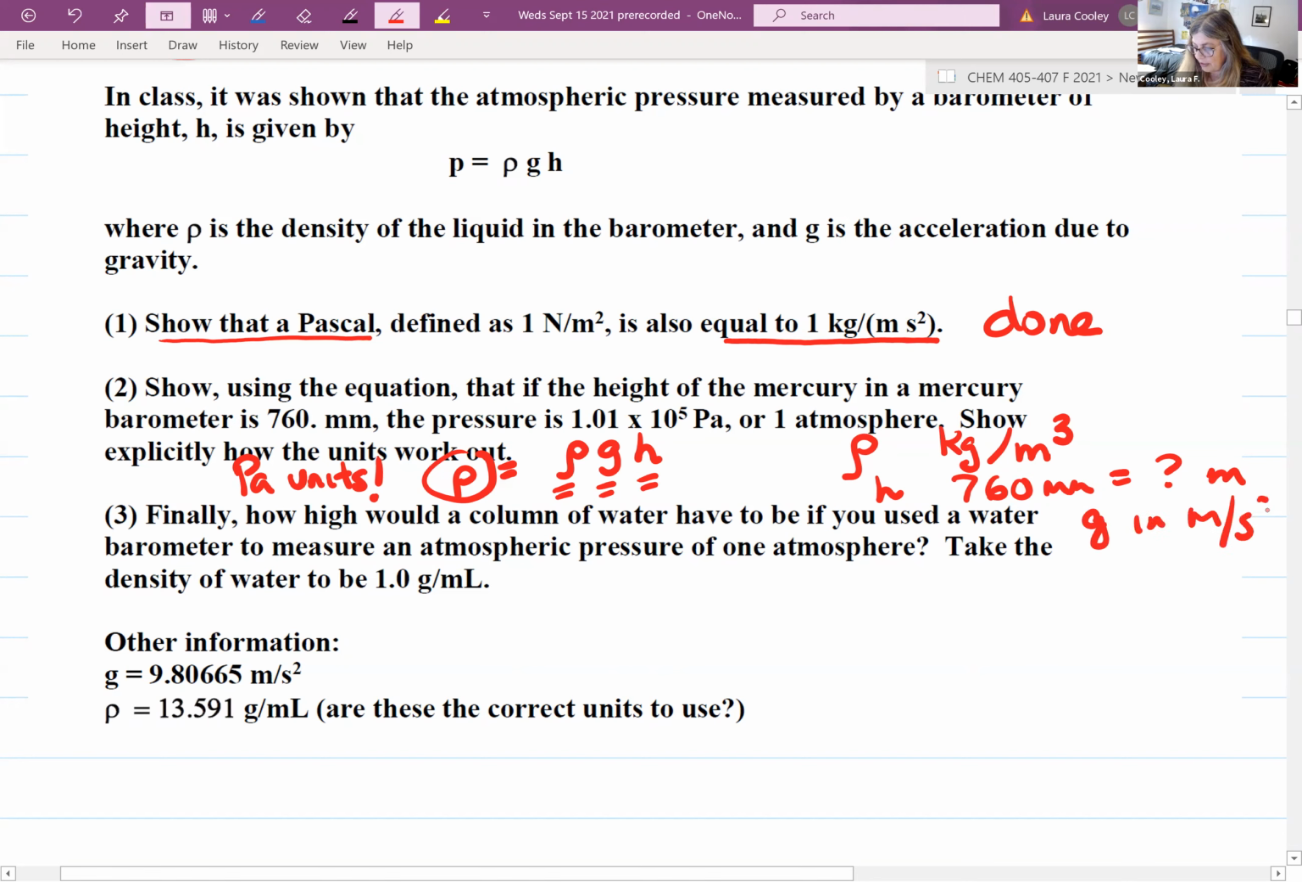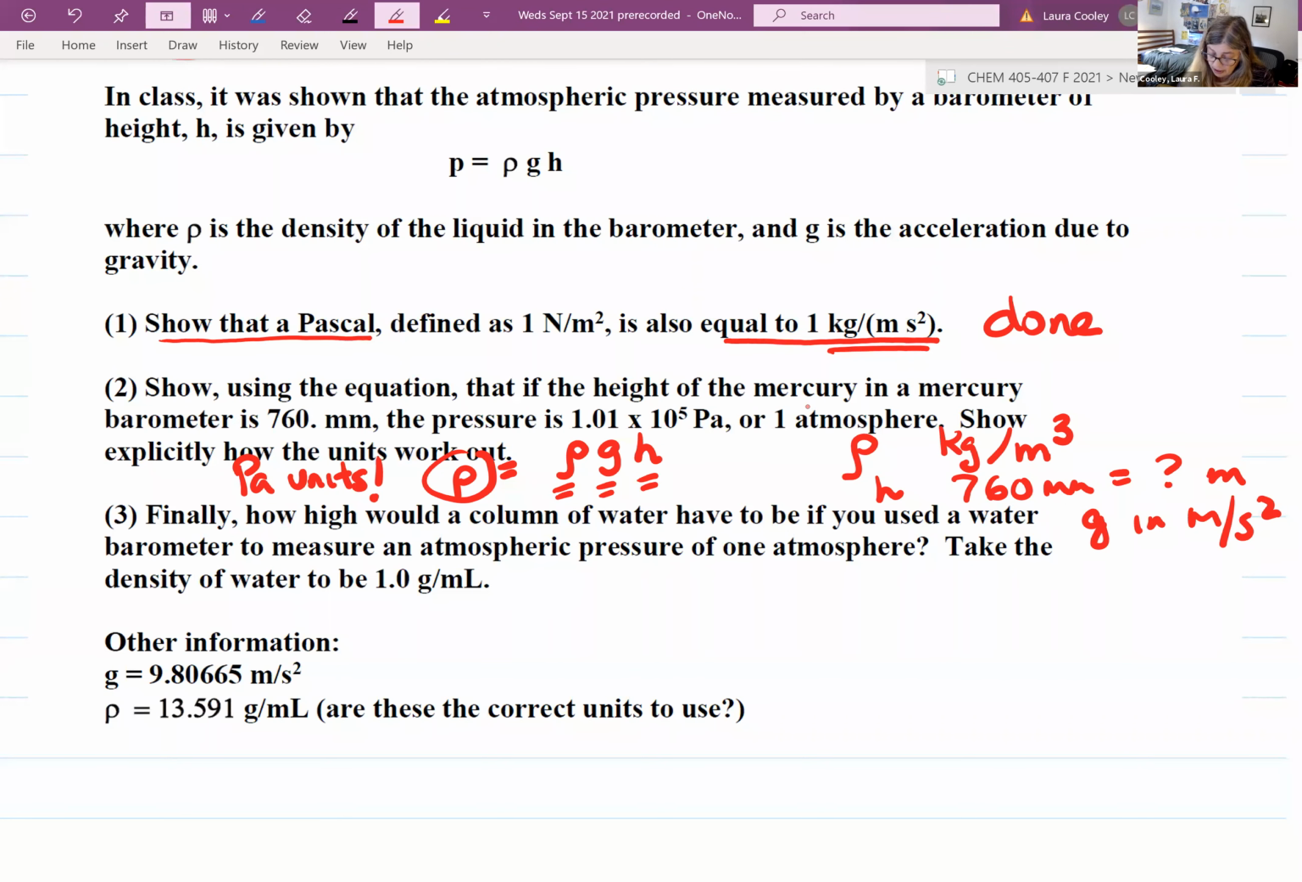And then you'll have to use g, still in meters per second squared. That doesn't change. That's in appropriate units that are compatible with the unit of the Pascal. So it's really a units exercise to put this all together and to show how 760 millimeters goes with 1 atmosphere, or 1.01 times 10 to the 5th pascals.